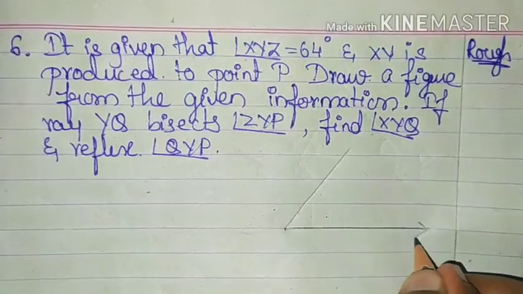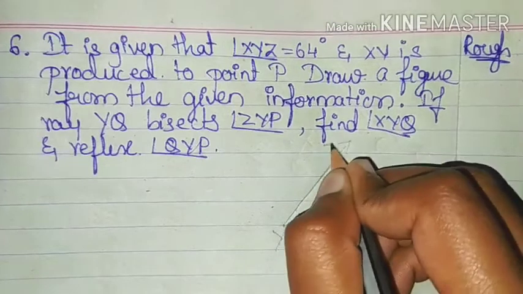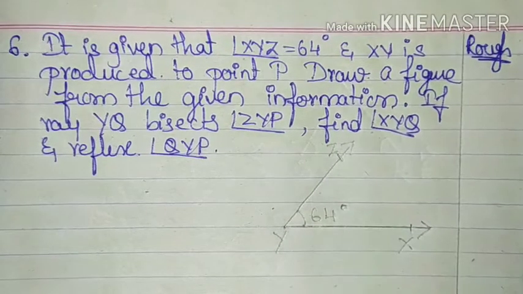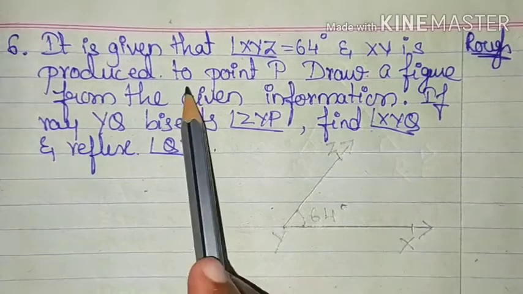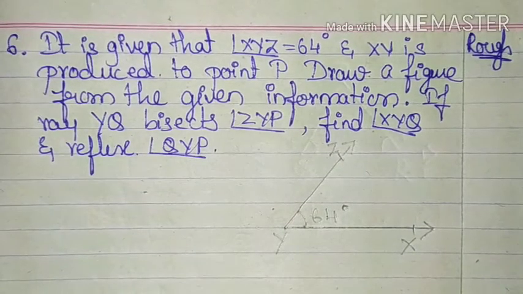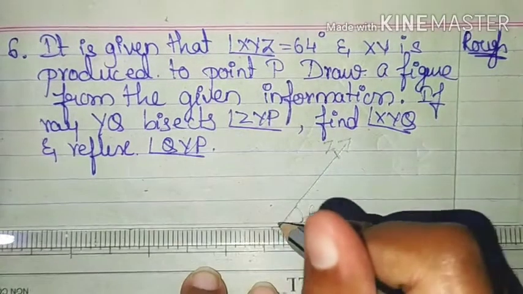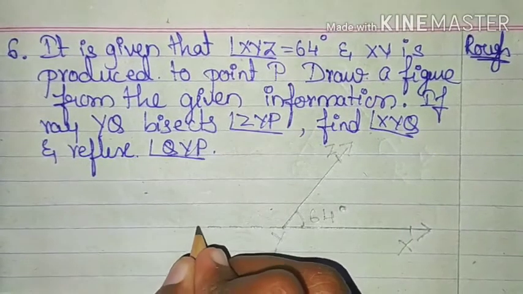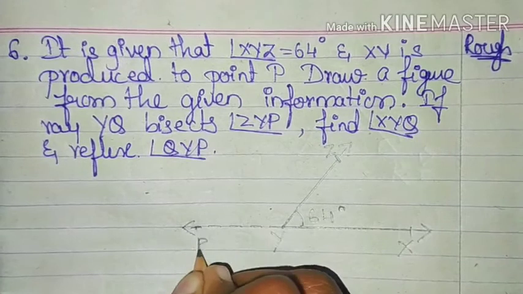Let this be our angle X, Y and Z, which measures 64 degrees. Moving ahead, they also say that XY is produced to point P. So we have to extend XY to some point P here. So let's do that. Since I am producing them, I am using dotted lines. Producing XY to point P.